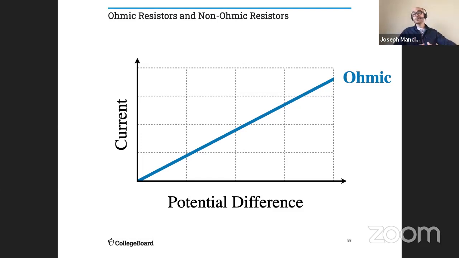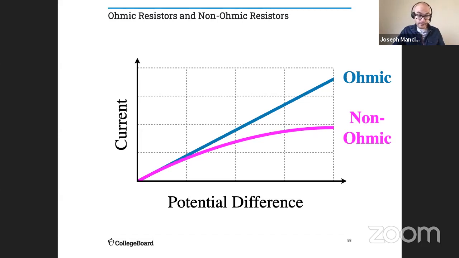So for an ohmic resistor, increasing the potential difference, increasing the voltage, means more current. The same is true of a non-ohmic resistor. More potential difference means more current, but not necessarily linear. So resistors are ohmic if the relationship between potential difference and current is linear. If no potential difference causes no current, and if the same ratio of changes in potential difference causes the same ratio of changes in current. Doubling one doubles the other.